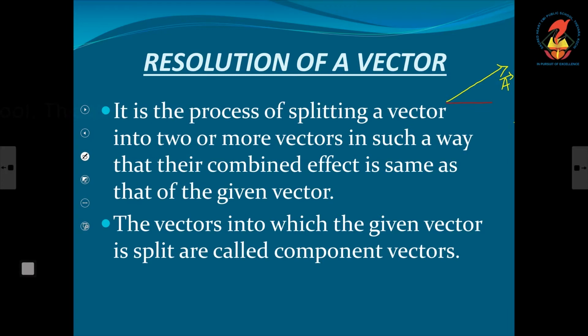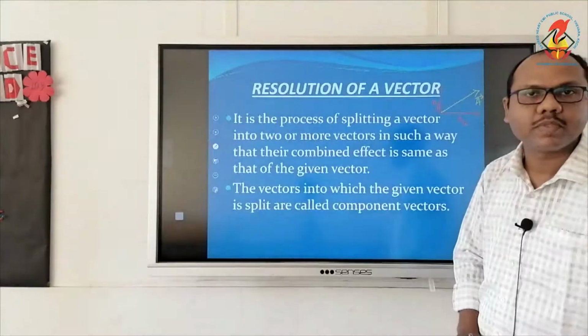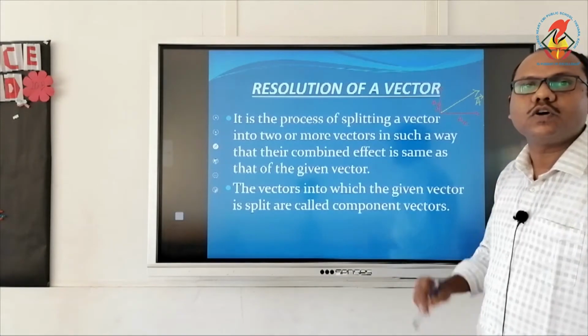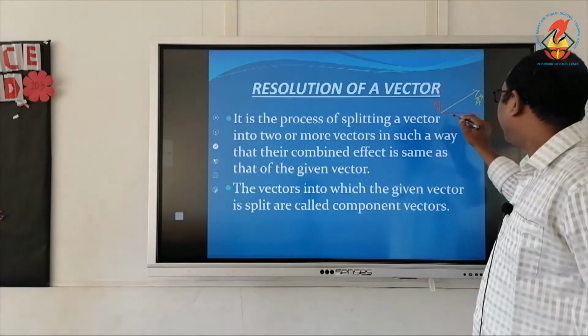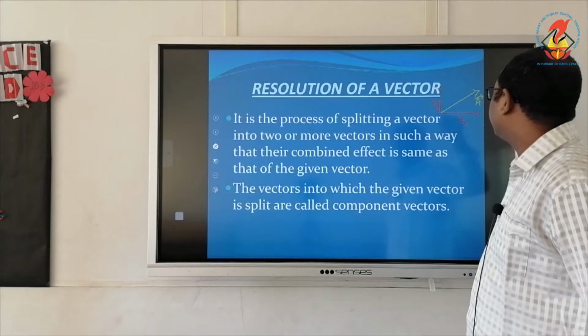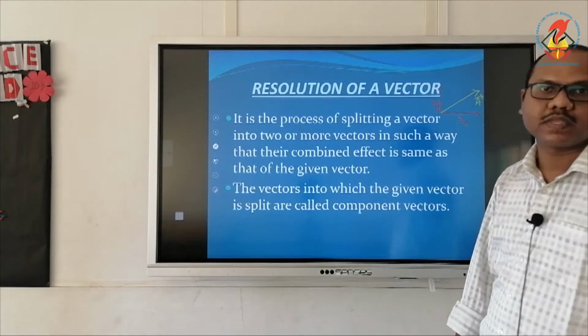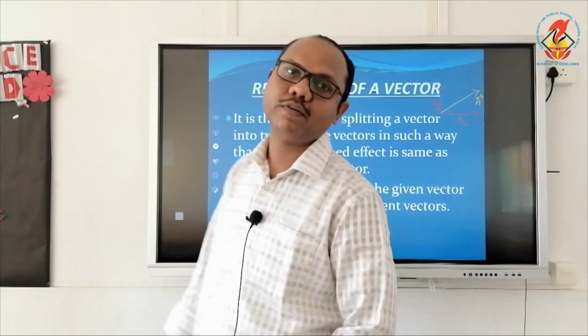Now I draw like this and I draw like this. This is marked as AX, this is marked as AY. So I can write AX plus AY is equal to A. This is called splitting of a vector.